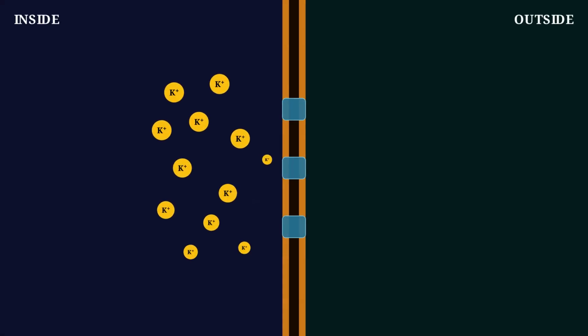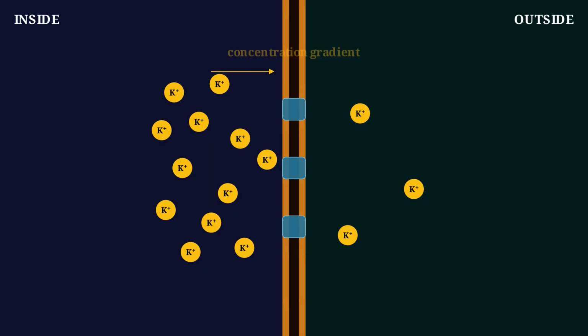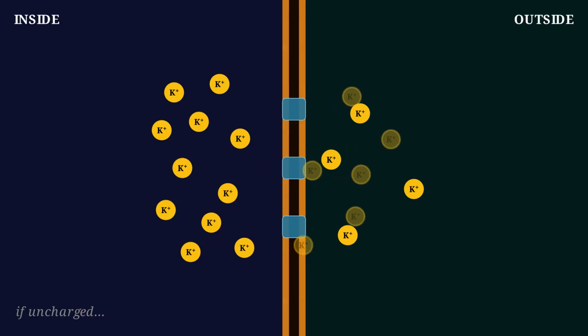Okay, so imagine two compartments, both electrically neutral and separated by a thin semi-permeable membrane. We place a high concentration of potassium on the inside and a low concentration of it on the outside. So this difference in concentration will create a gradient. So potassium ions will naturally tend to diffuse out of the cell. If potassium were uncharged, that would be the end of the story. It would simply diffuse until the concentrations became equal.